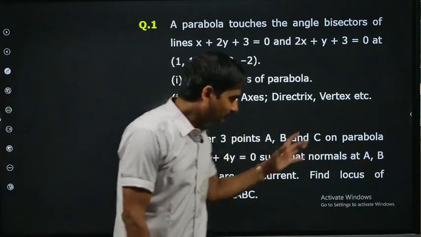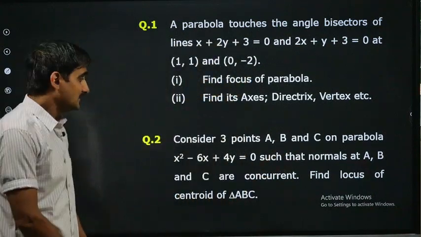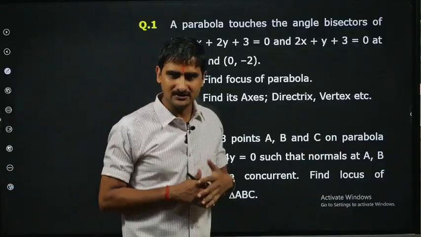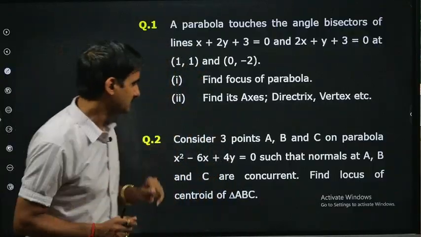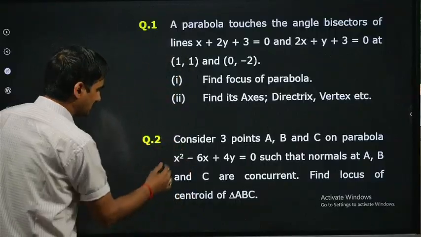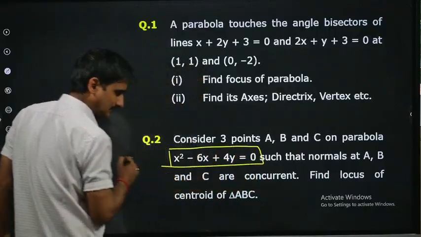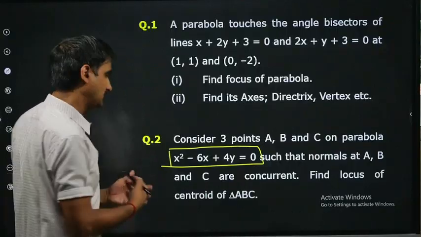Now let's move to the second question here. See, the second question is again based on a result, but that result is quite a direct one. So first let us look at the parabola. Isn't that a vertical parabola, and how do we convert it to the standard form?